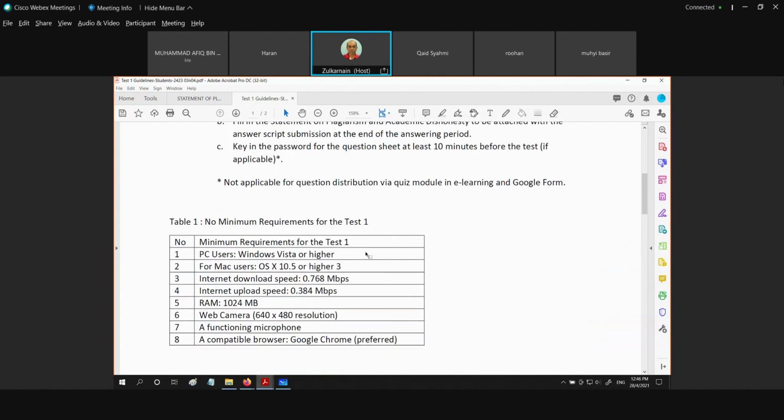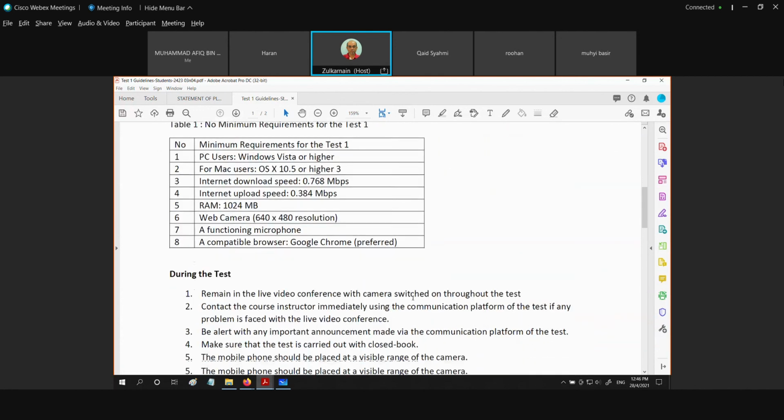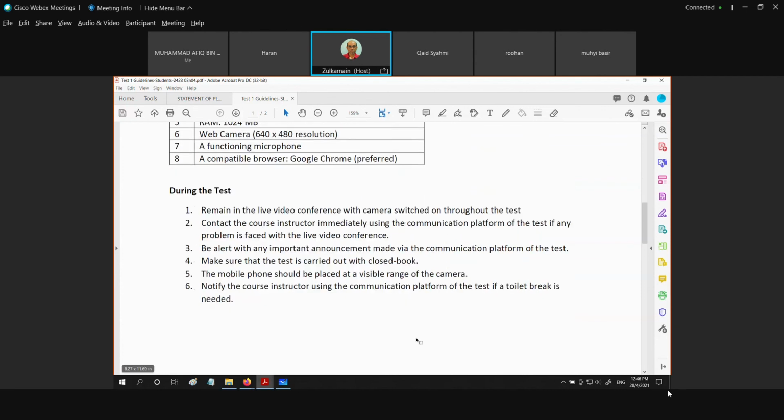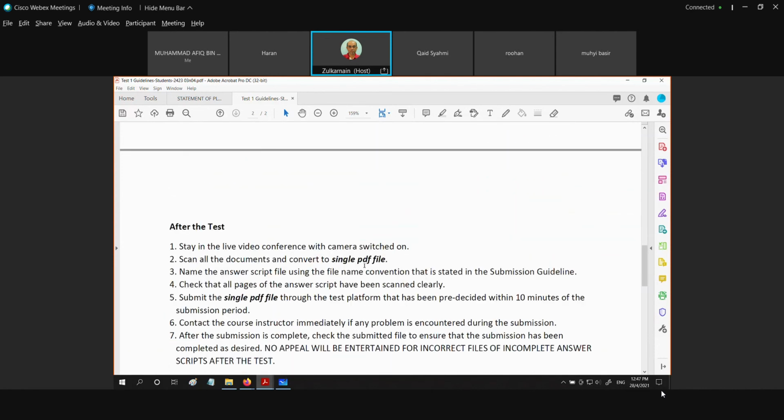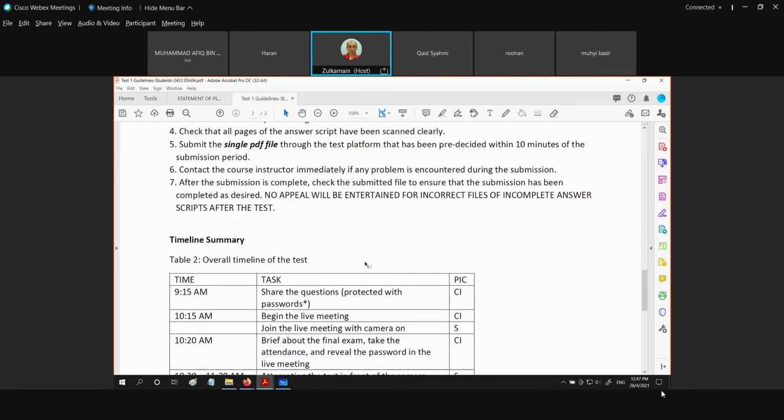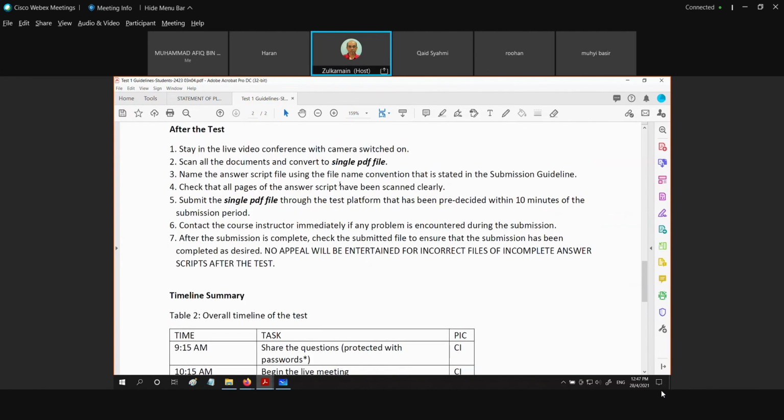Right. This is your requirement of internet and your computer. And then this is what during the test. This is a closed book. Closed book test. So jangan buka lah ini nota. Okay. And then the most important thing is the timeline ni. So this is you have to submit in a PDF form.